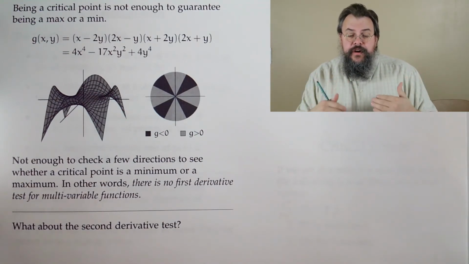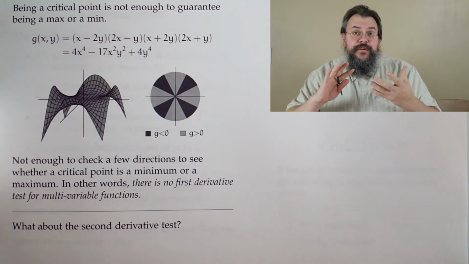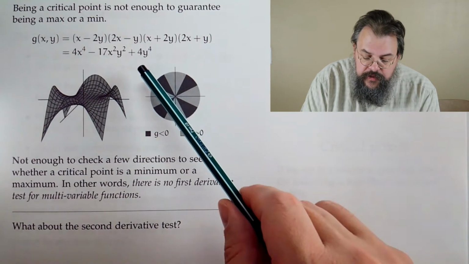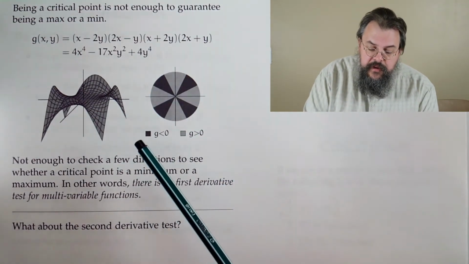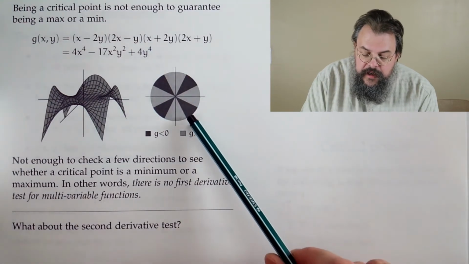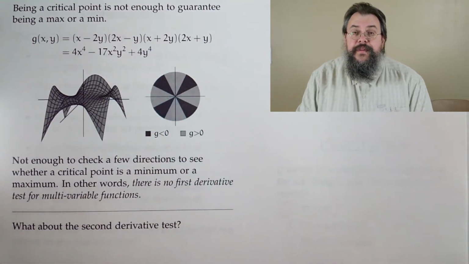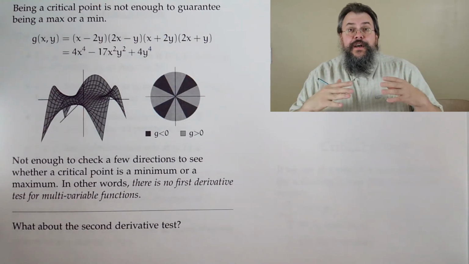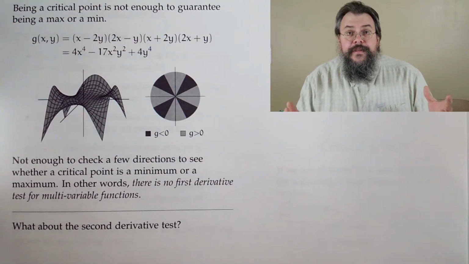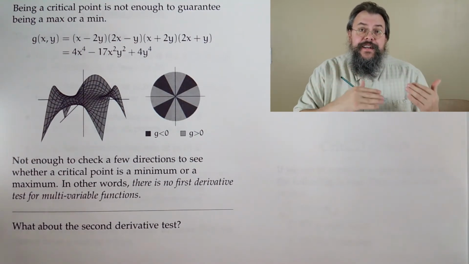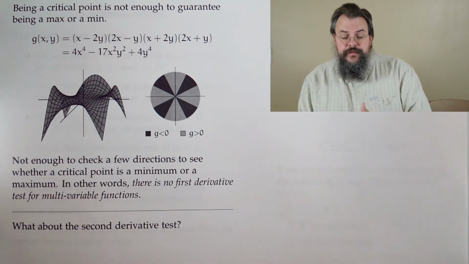And you can check a couple of directions. But if you shift and you come along the lines y equals x or y equals negative x, what happens? Well, it's negative, goes to 0, and then goes back to negative. So from those directions, it appears to be a local maximum. So in other words, it has different behavior in different directions.